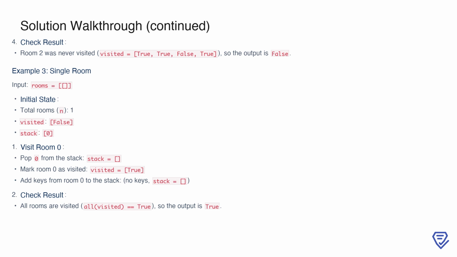Lastly, in example 3, we have a simpler case with a single room, rooms equals [[]]. Here, the total number of rooms is 1, the visited array starts as false, and the stack begins with room 0, so stack equals 0. We visit room 0 by popping it from the stack, leaving an empty stack, and mark it as visited, updating visited to true. Room 0 does not contain any keys, so the stack remains empty. Since all rooms have been visited, as confirmed by the visited array, true, the output for this example is true. This demonstrates that even with a single room, the solution works seamlessly.